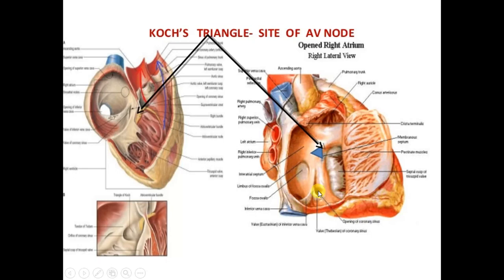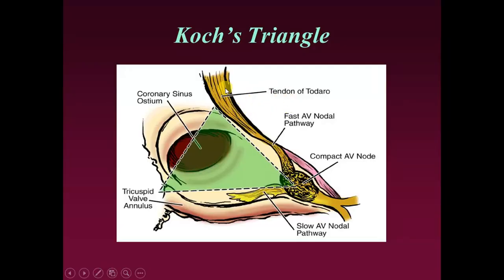So here is the opening of the coronary sinus into the right atrium, and then here is the AV node. So AV node location is also determined. Here in this diagram also you see the opening of the coronary sinus, and then the location of the atrioventricular node. So to locate the atrioventricular node, here is the Koch triangle, the site of AV node, that can be determined by Koch triangle, showing the site of AV node.